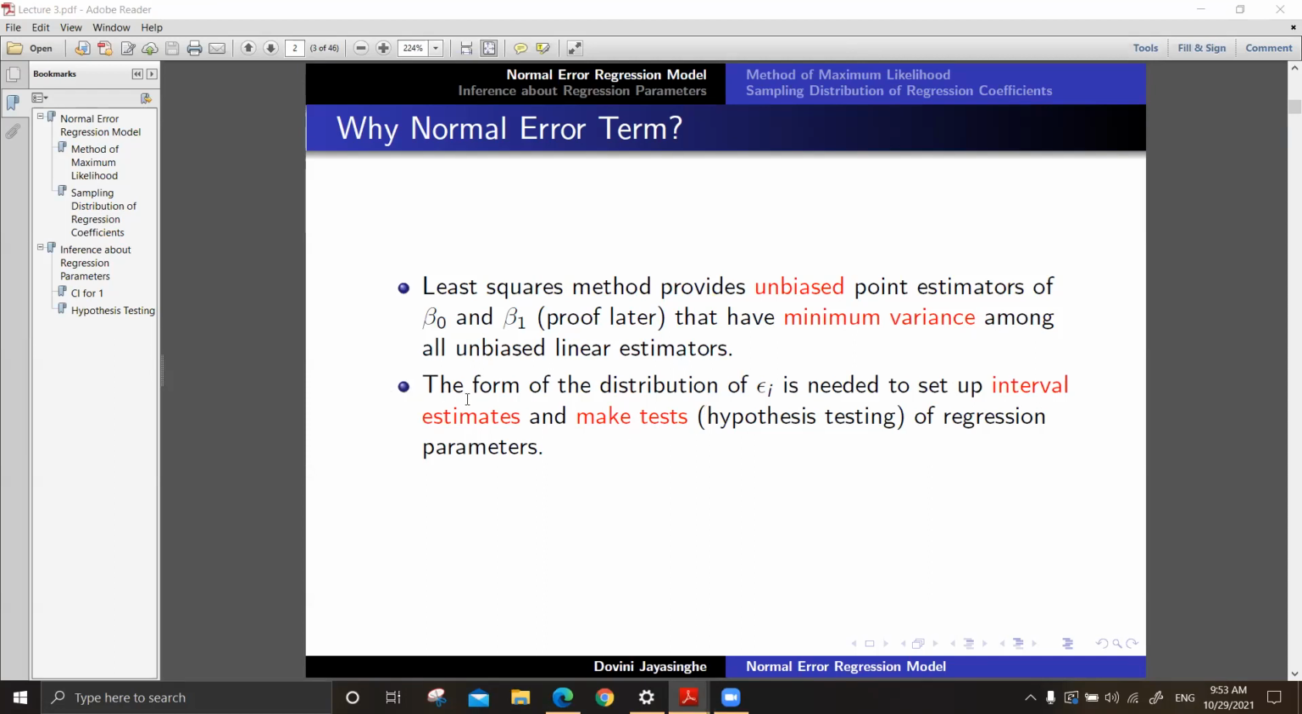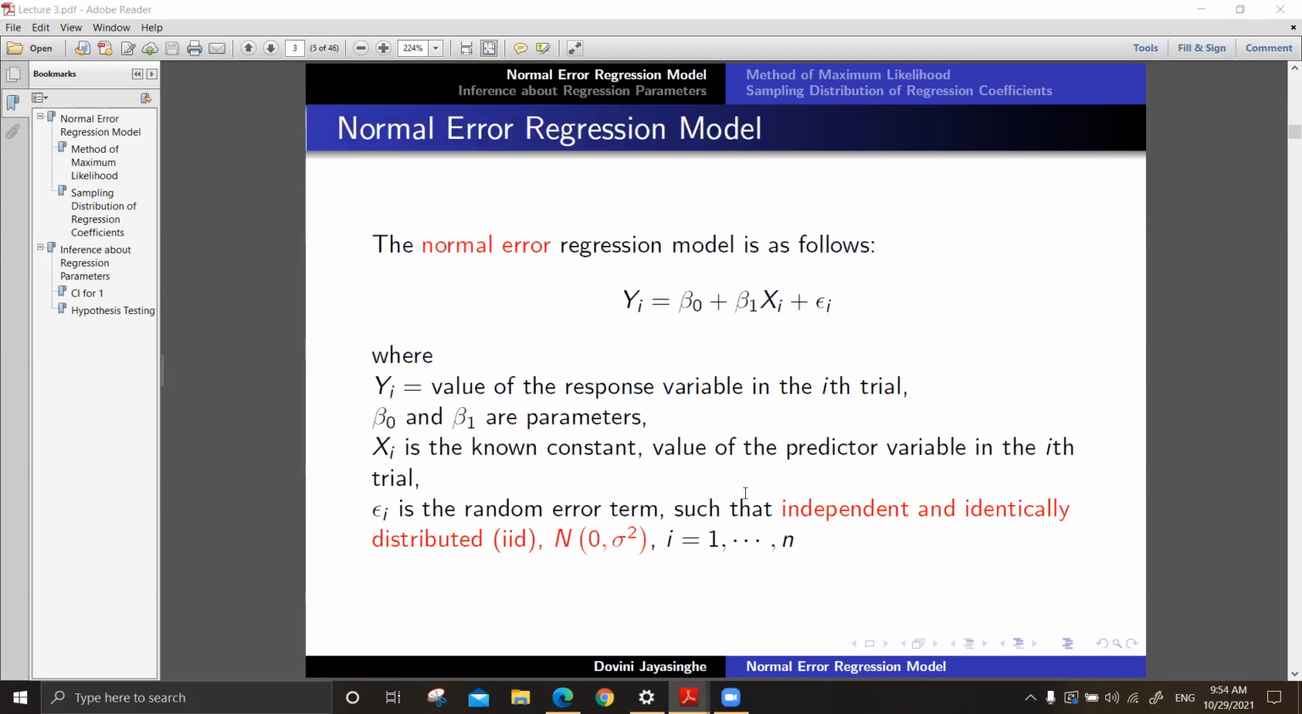The form of distribution of error, epsilon i is the error, is needed to set up interval estimates and to make tests, hypothesis testing of regression parameters. Of course, it is very important. It is one of the main assumptions in regression. If error is not normally distributed, it's going to be problematic. Basically in hypothesis testing, we go with this major assumption: it is assumed that error terms are normally distributed.